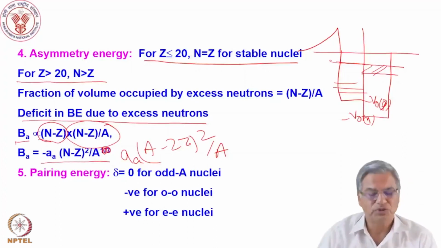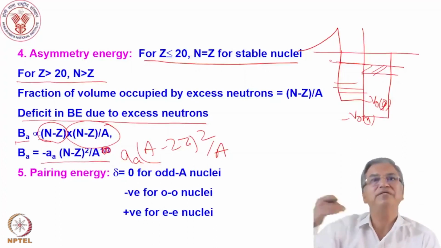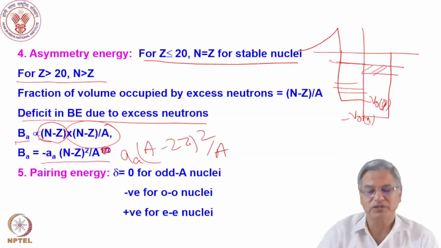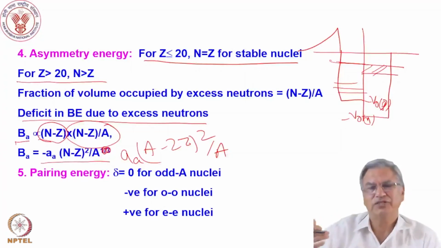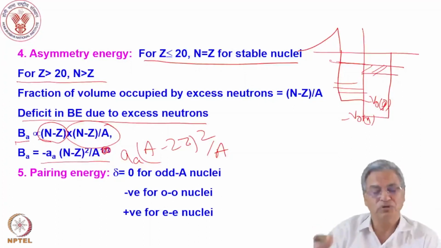Their contribution has already been taken care of in the average volume energy term, but because they are in excess over protons, that fraction does not have the benefit of binding, of exchange with the other protons. So that is the origin of asymmetry.